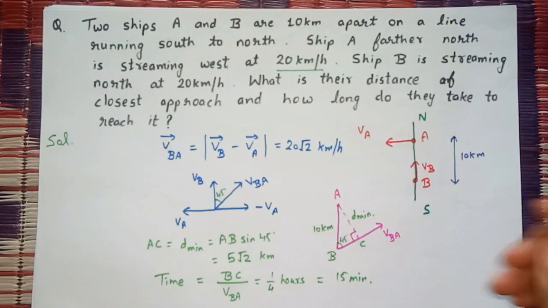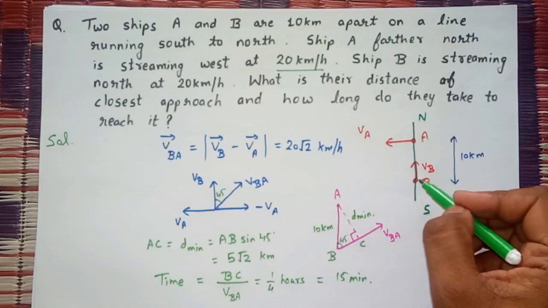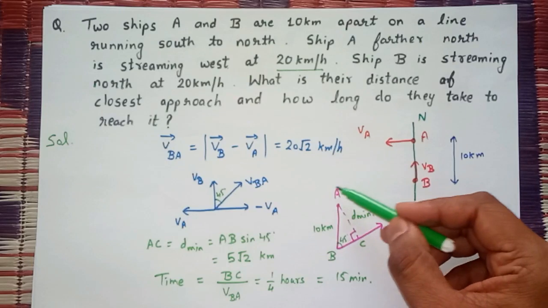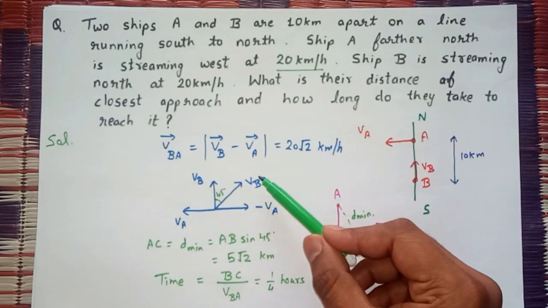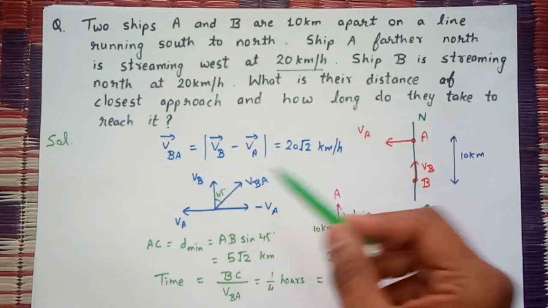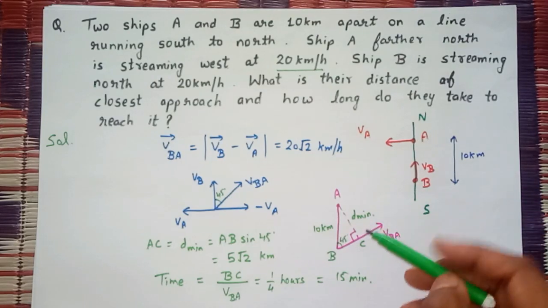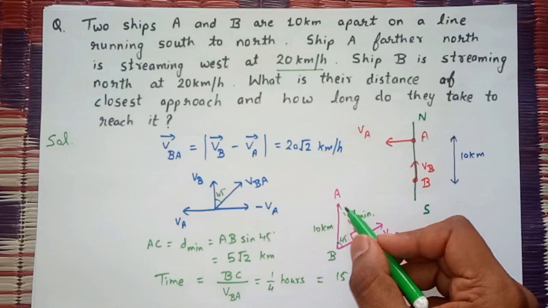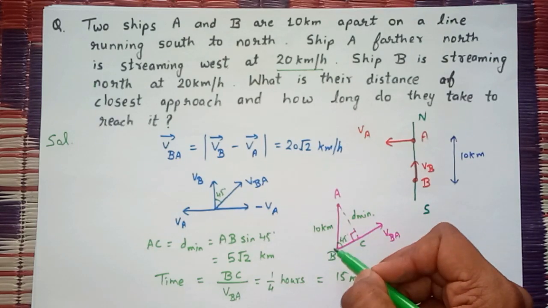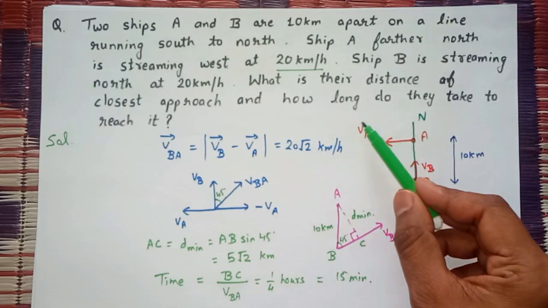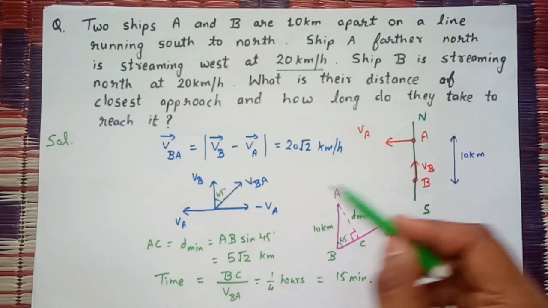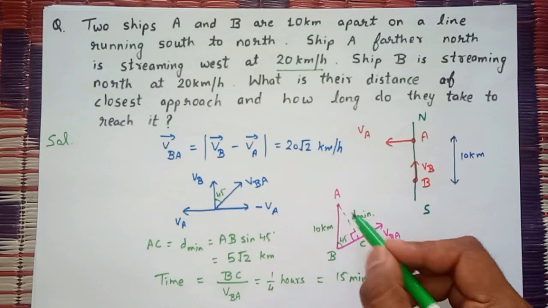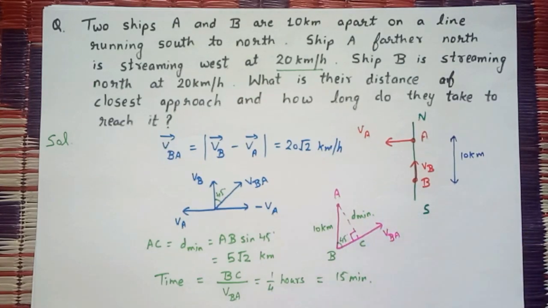So in this question, one ship was going in this direction, another ship was coming in this direction, and we have to find the closest approach. So we have taken A at rest and we have found the velocity of B with respect to A, such that A is at rest and only B is moving. Then we see that B is moving in this direction. To find the closest distance, that is D minimum, this one was 10 kilometer. Since the velocities of A and B were both the same, the resultant will be at an angle of 45 degrees. So we have calculated the value of AC, and similarly we have calculated the time.